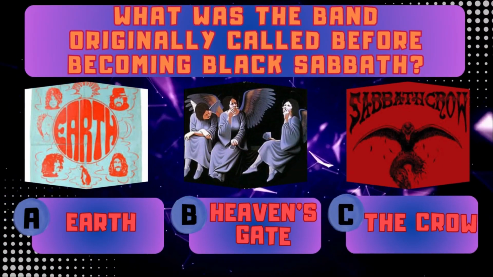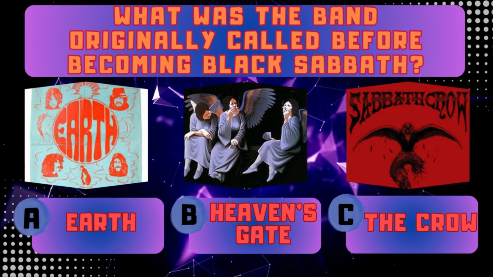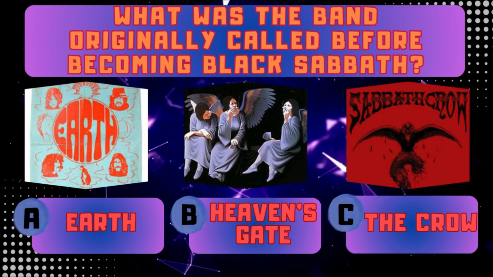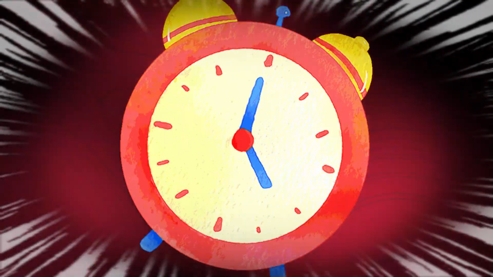7. What was the band originally called before becoming Black Sabbath? A. Earth. B. Heaven's Gate. C. The Crow. You have 5 seconds to answer.